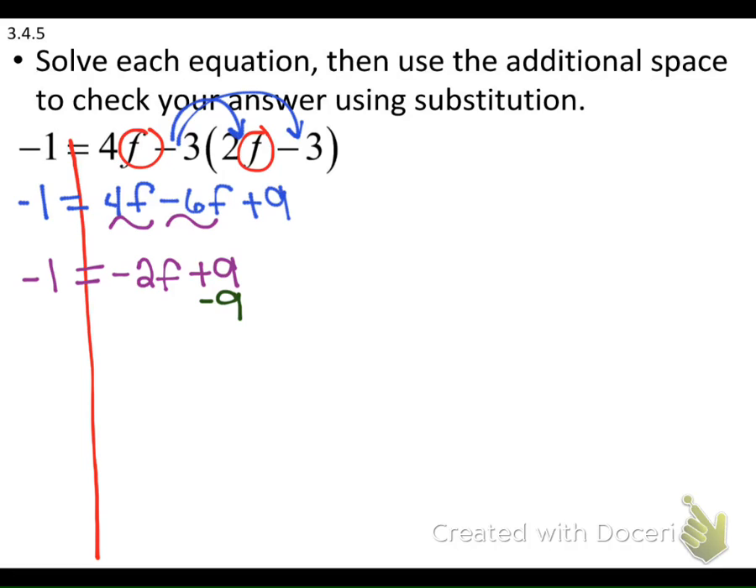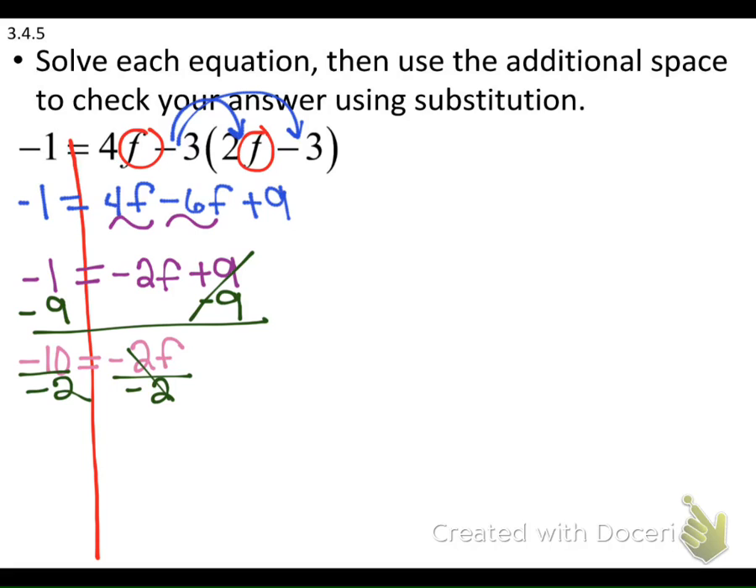I do that by using the inverse operation of minus 9. So on my left side, I'm going to have negative 1 minus 9, which will equal negative 10. On my right side, I can then bring down my negative 2f. To get the f by itself, I then would divide by negative 2. My 2's would cancel on my right, bring down my f. Negative 10 divided by negative 2 will be a 5.